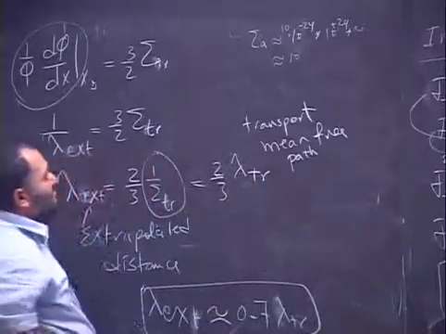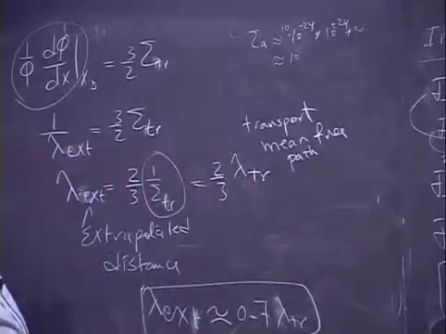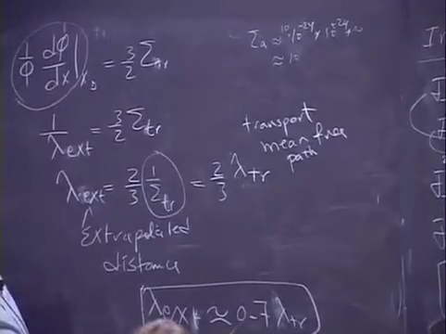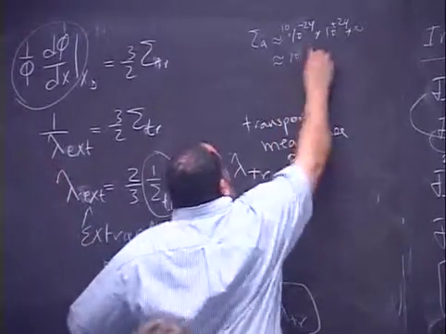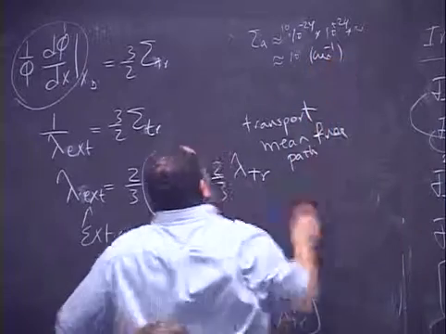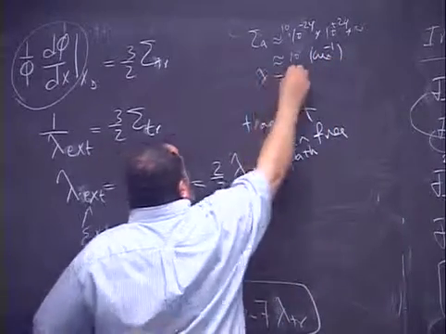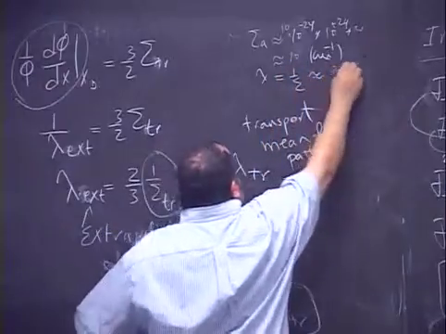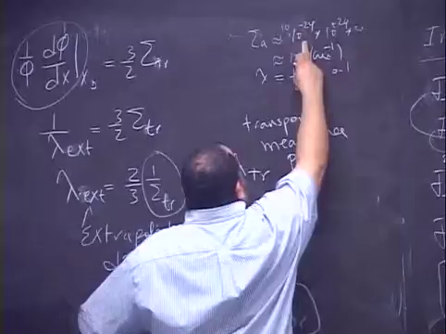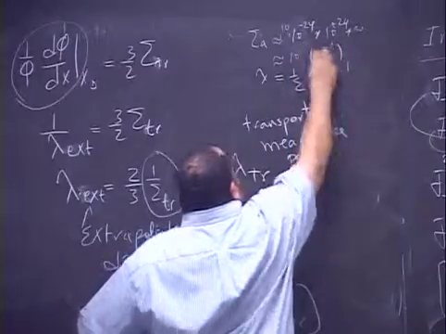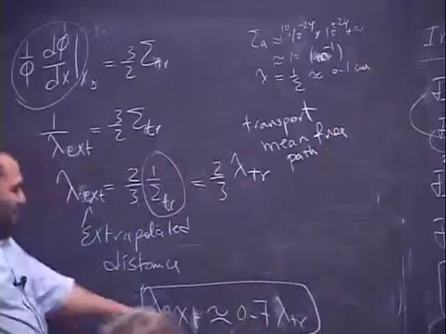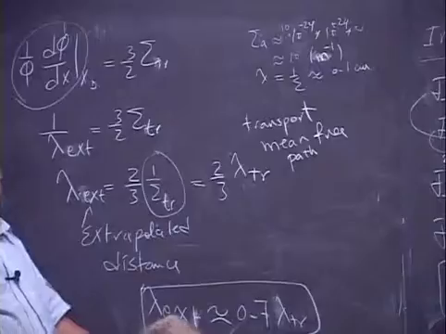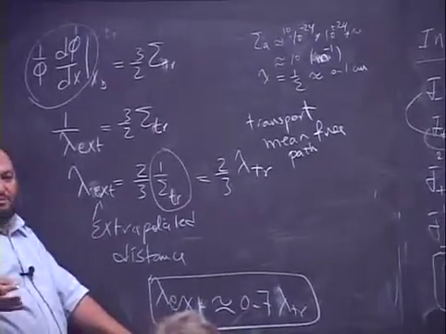So 1 over 10 centimeters, because centimeter minus 1, yeah, 1 over 10. So this is 10 centimeter minus 1, so lambda equals 1 over sigma. This will be roughly 0.1, in centimeters. So you are talking about 0.7 centimeter, 1 centimeter, or something like this.